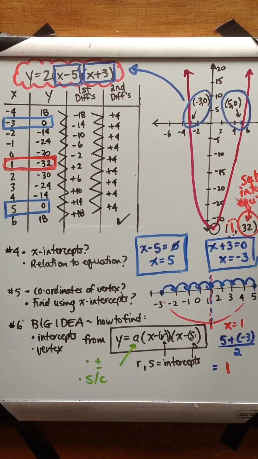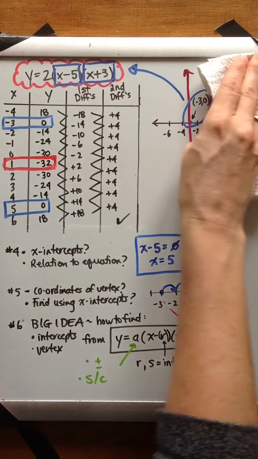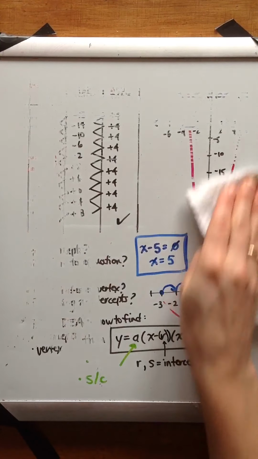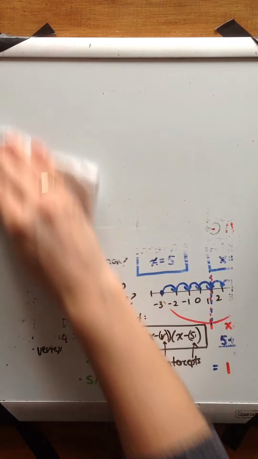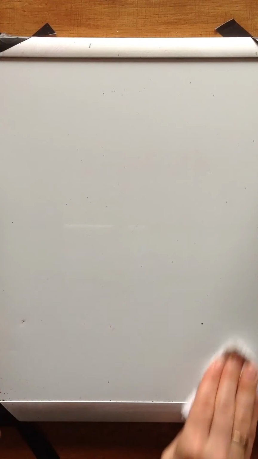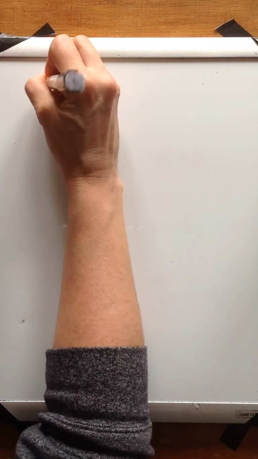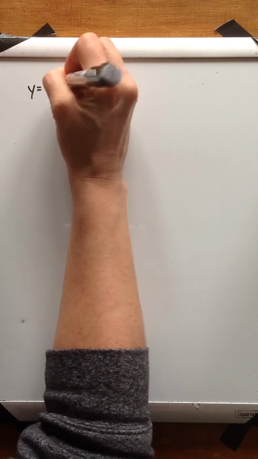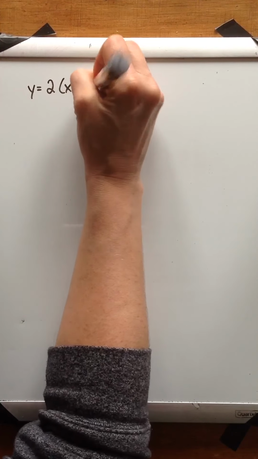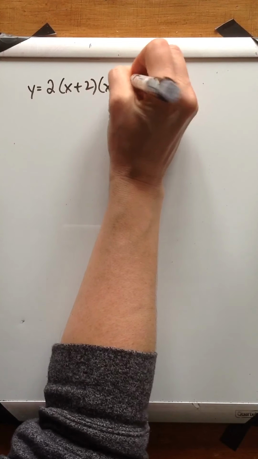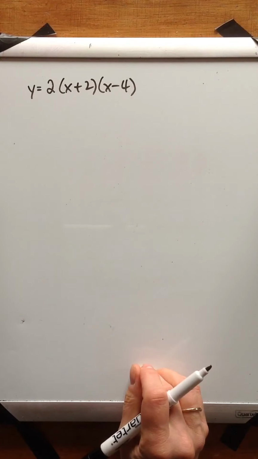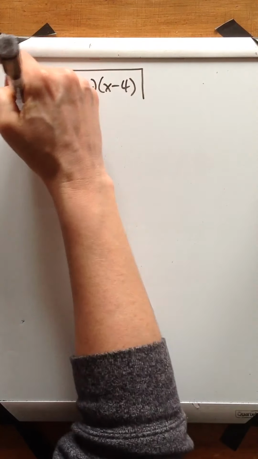All right, let's look at a couple more examples. In our next example, we are asked to describe and sketch the graph of a quadratic equation and to tell a little bit about it. So let's write that equation here. It's y equals 2 times x plus 2 times x minus 4. All right, so this is all we're given.